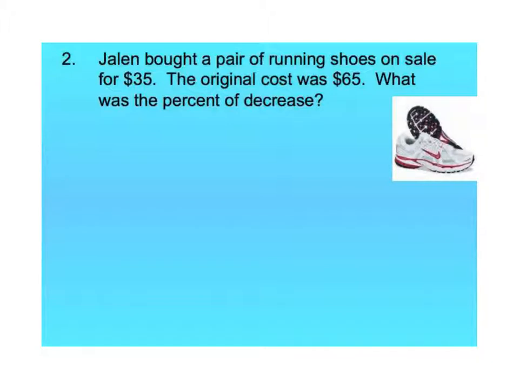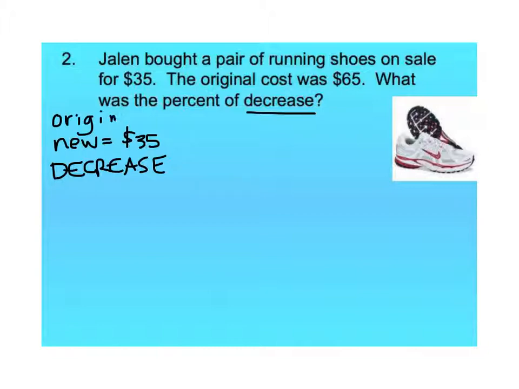All right, so on this one, Jalen bought a pair of running shoes on sale for $35. The original cost was $65. What was the percent of decrease? Well, that's nice. We don't have to figure out which one it is. We already know it's a decrease. So I'll go ahead and write that down. Jalen bought a pair of running shoes on sale for $35. So that's the new amount because they were on sale and it was the later thing that happened. The original is $65.